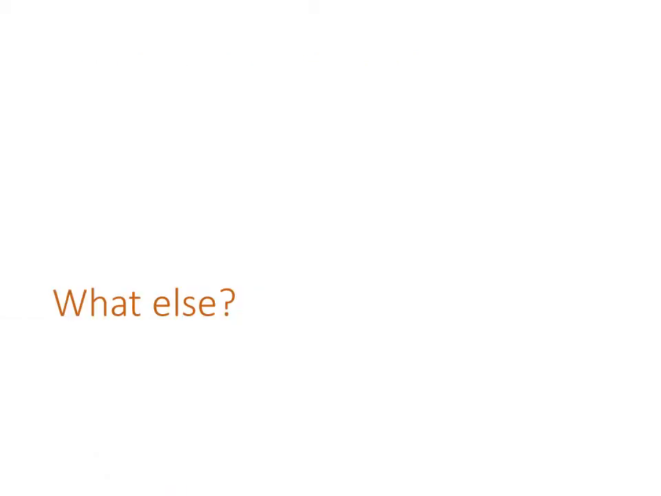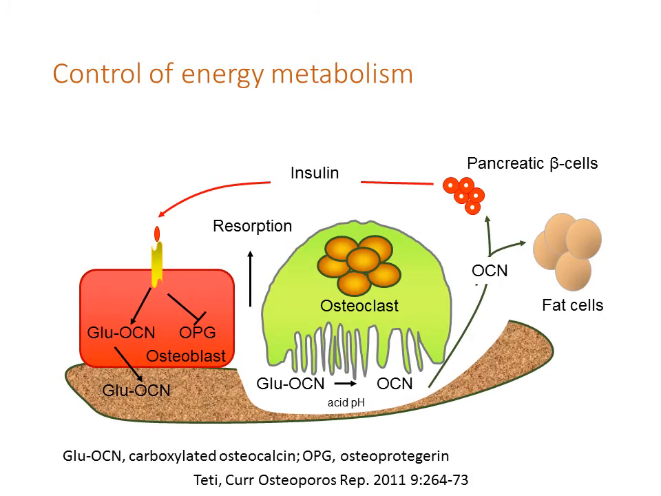Now, is this all? No. What else? Osteoclasts are involved in the hormonal function of a bone matrix protein called osteocalcin, which is involved in the control of energy metabolism. This has been demonstrated by the group of Gerard Karsenty, who showed that the osteoblasts express receptors for insulin, which stimulate the production of a highly carboxylated form of osteocalcin secreted into the bone matrix.